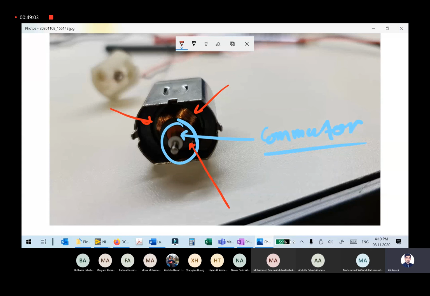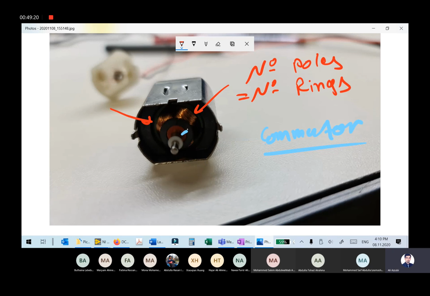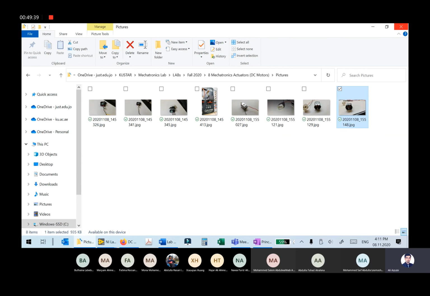Now you can conclude that the number of poles equals the number of commutator rings. The image may not be perfectly clear, but each of these poles is connected to one commutator ring. Obviously, the higher the number of poles, and consequently the number of rings, the better and smoother the motion of your motor will be. I hope that was clear enough.